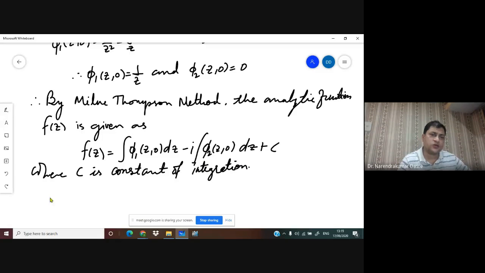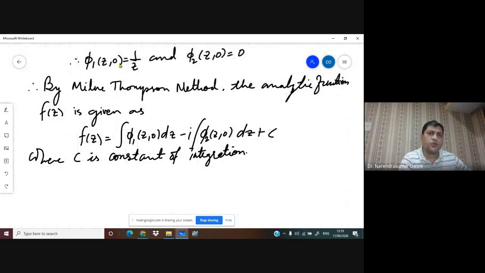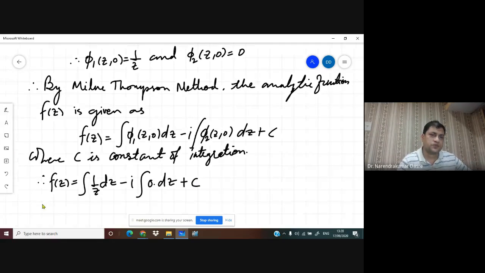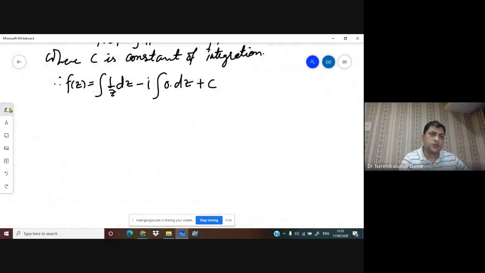C is going to be the constant of integration. Now we know what is phi 1 and what is phi 2. So we are able to write here f of z is equal to integration of 1 upon z dz, then minus i integration 0 dz plus c.